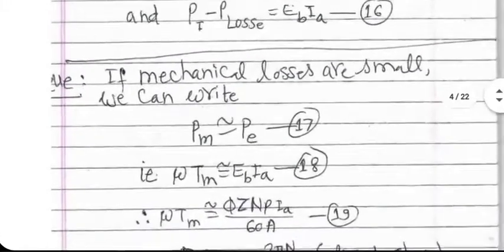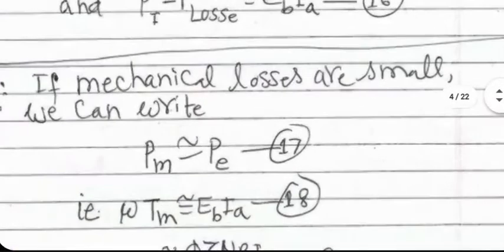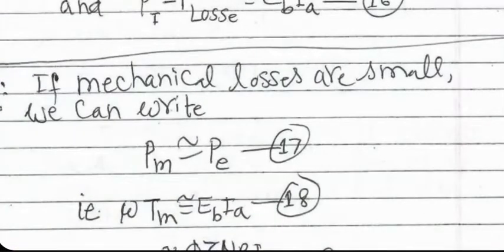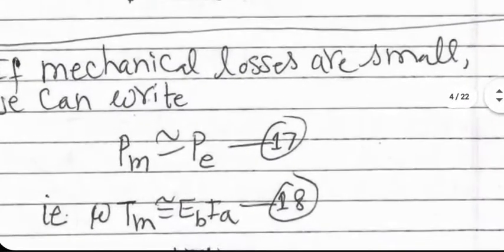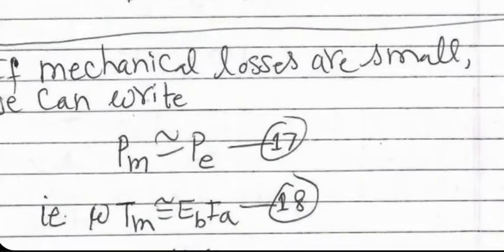If mechanical losses are negligible, then PM equal to PE, EBIA equal to mechanical power output. And mechanical power output is omega times torque TM. So an approximate equation, if you ignore mechanical losses, is equation 18, which basically connects the electrical quantities to mechanical quantities. The torque is related to back EMF and armature current and RPM, of course, by this approximate equation 18, as long as mechanical losses are not considered.